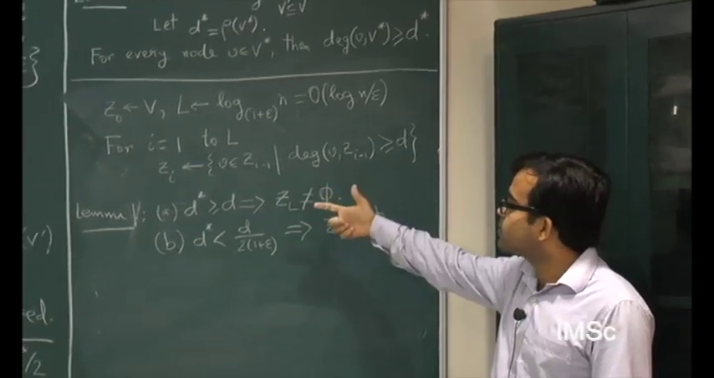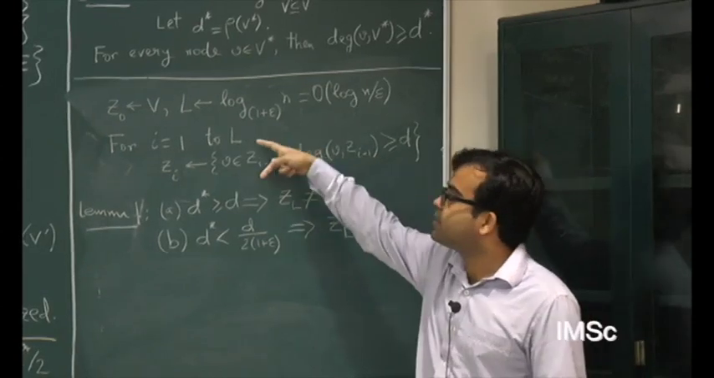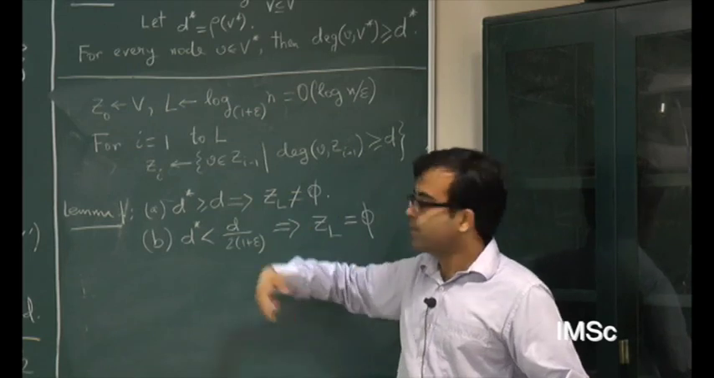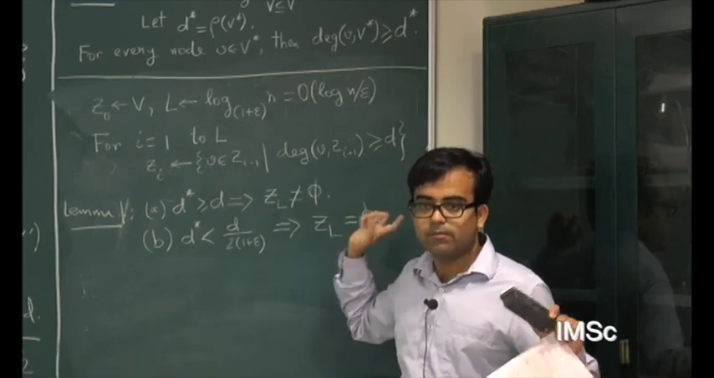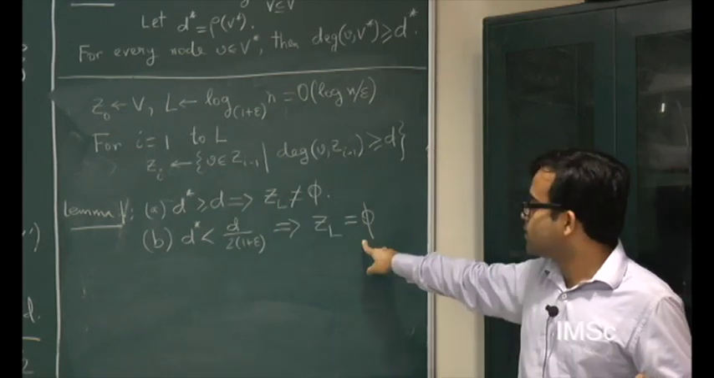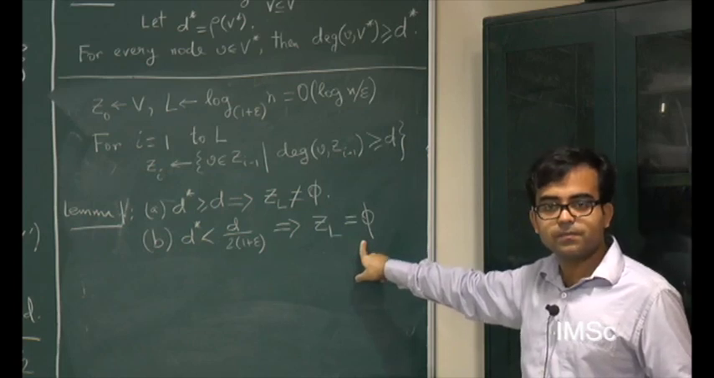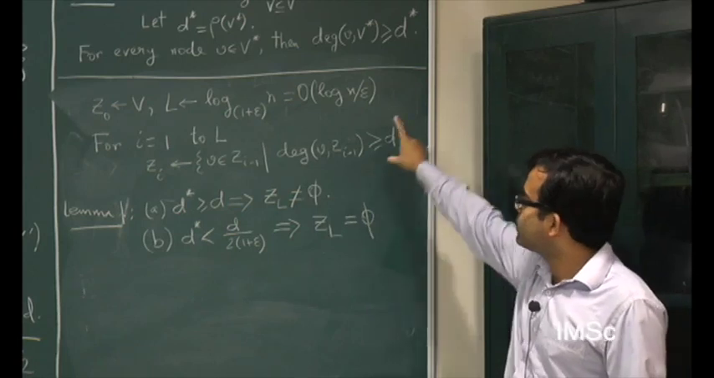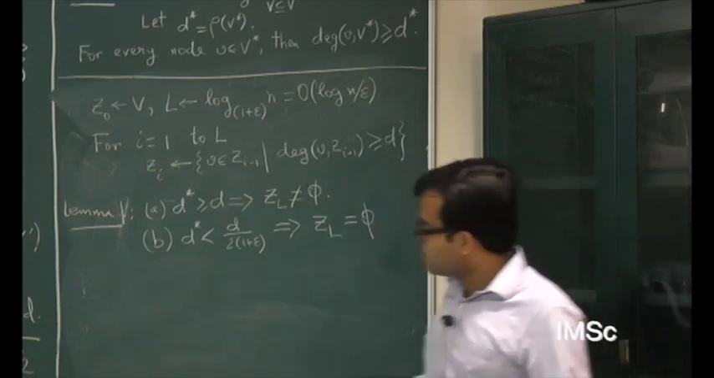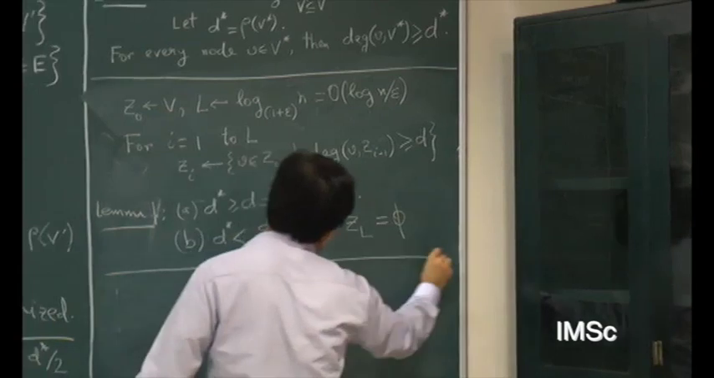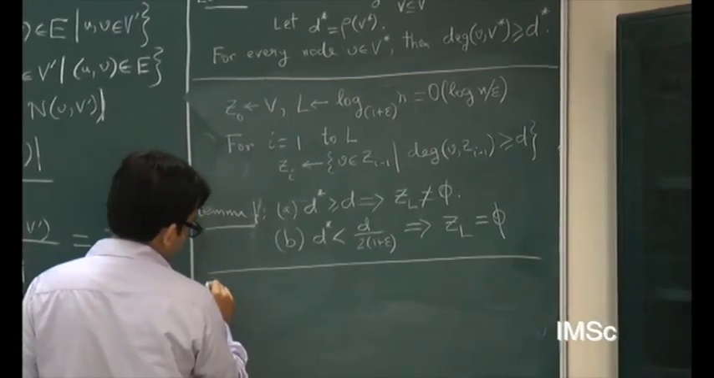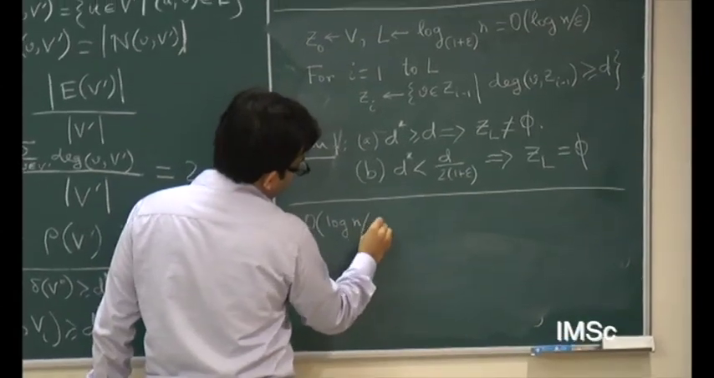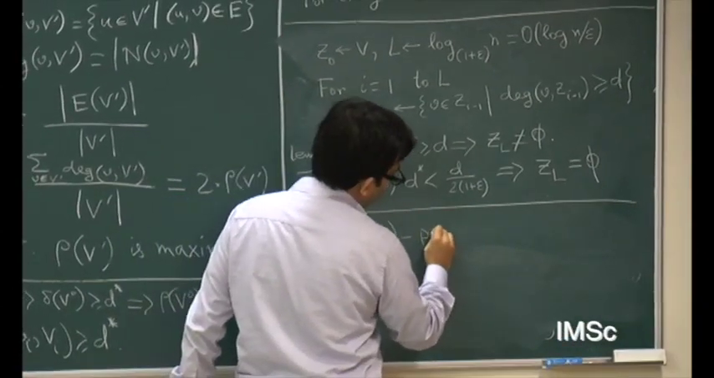So why does the algorithm hold? Because it just shows that in each iteration you are peeling out at least a constant fraction of the nodes that are left. So after log n iterations you will peel out everything. So this thing follows, right? Now assume this lemma, this algorithm. Can you show me a log n over epsilon pass streaming algorithm for this problem?